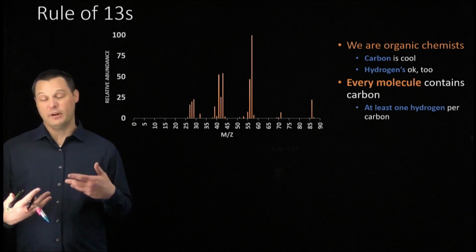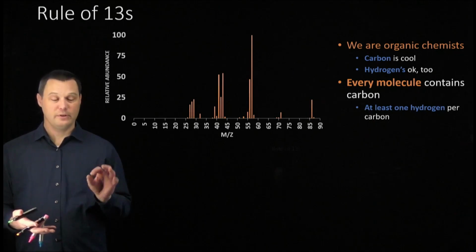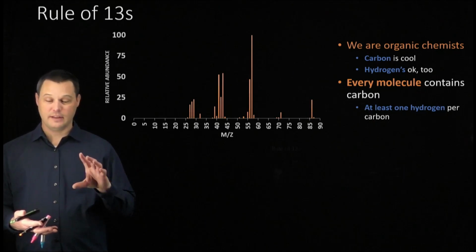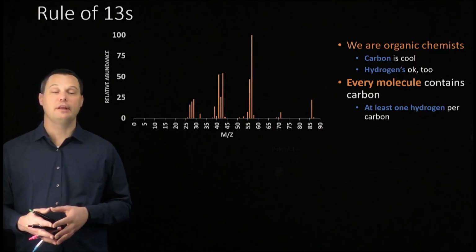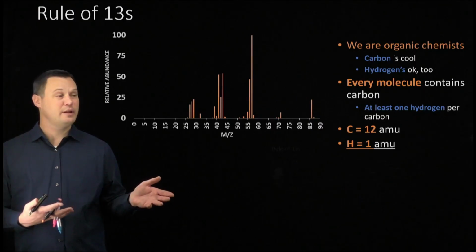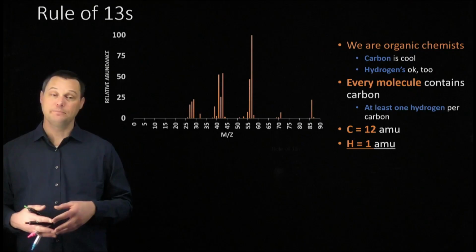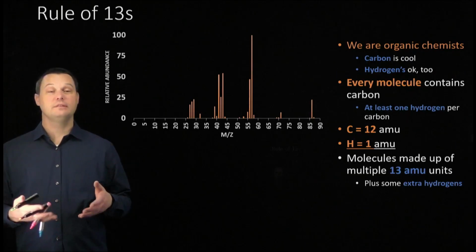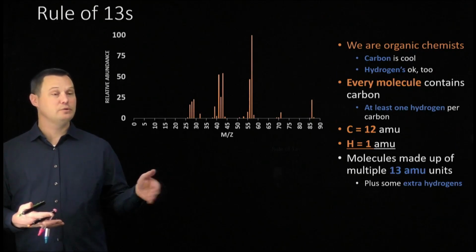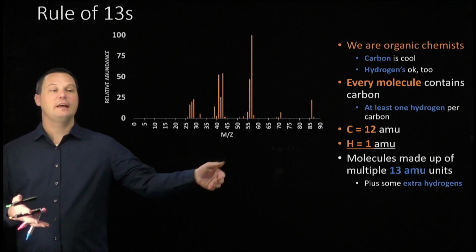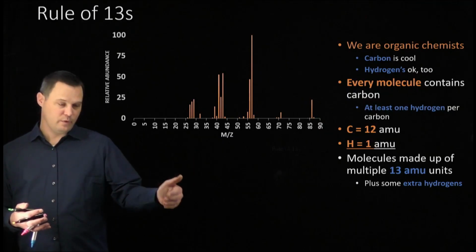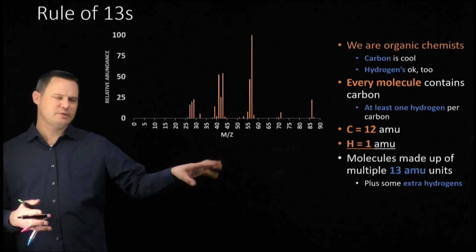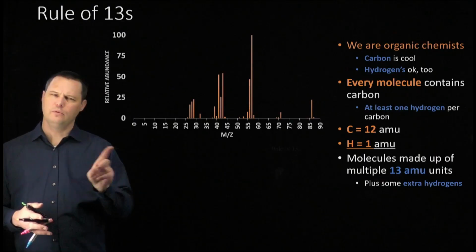The rule of 13s is predicated on a simple proposition that every organic molecule contains carbon, and there's at least one hydrogen per carbon in that molecule. The atomic weight of carbon is 12 AMUs, and the atomic weight of hydrogen is 1 AMU. If we add those up, the rule of 13s is predicated on the foundation that molecules are made up of multiples of 13 AMU units, a series of carbon with at least one hydrogen per carbon, plus some other atoms to get the entire molecule. We'll talk about those in a second.